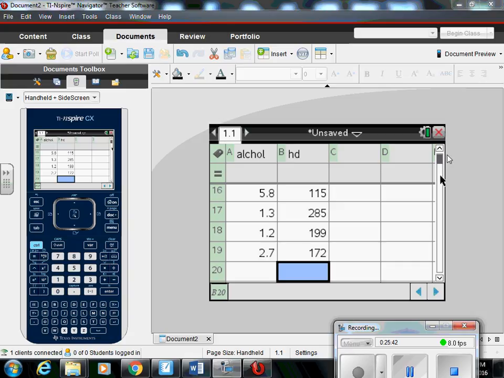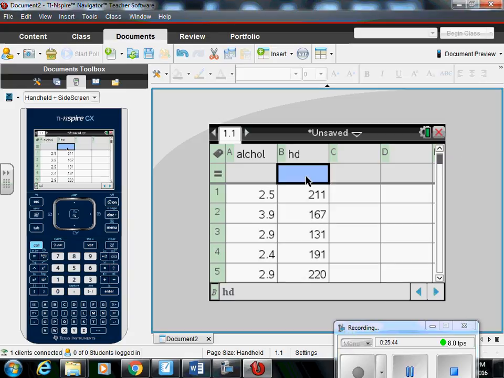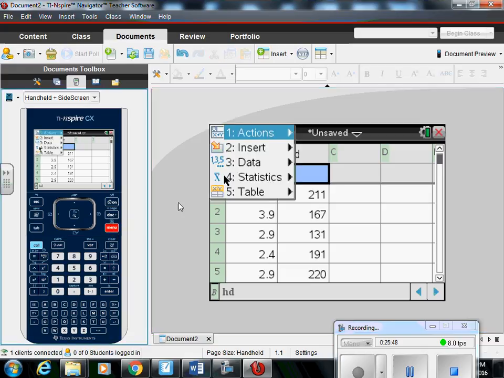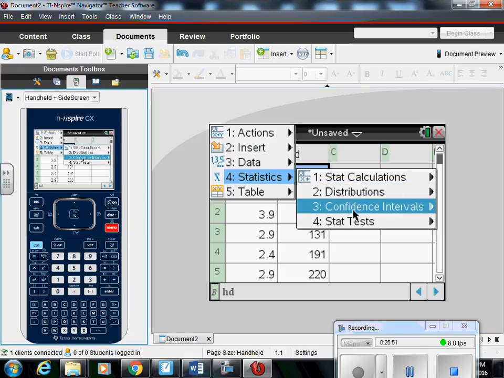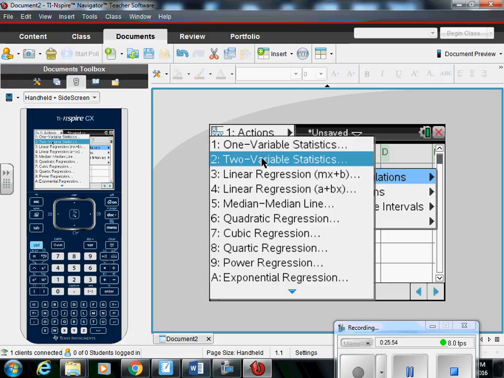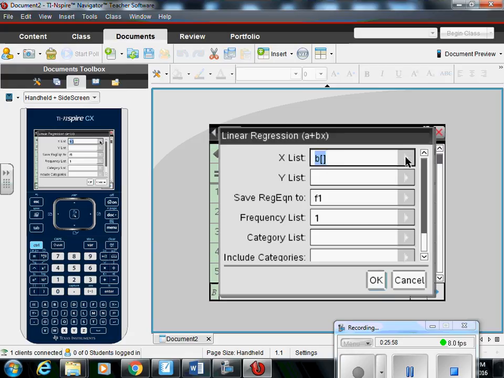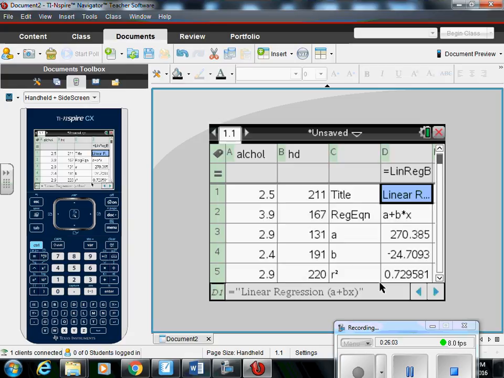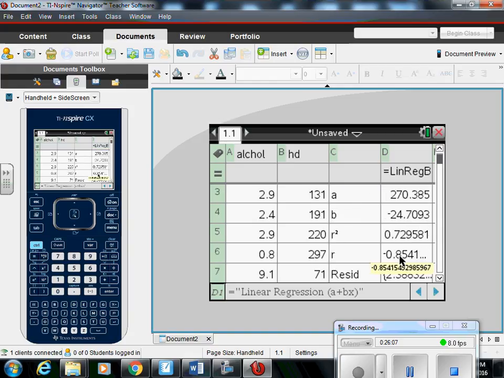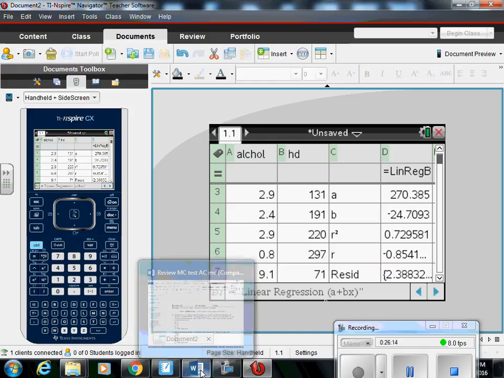Okay, so I'm back. I just put in all the data. And so now I'm going to come up to this page. Since I'm only asked for R right now, I'm just going to calculate the R on this page. So I'm going to go to statistics, and I'm going to go to 2 variable. No, we'll do linear regression. Let's change this to the alcohol. We'll change this to the heart disease, and we're going to say okay. And so down here, it tells me my R is negative 0.84 or 85. I'm sorry. So that's the R that we found.